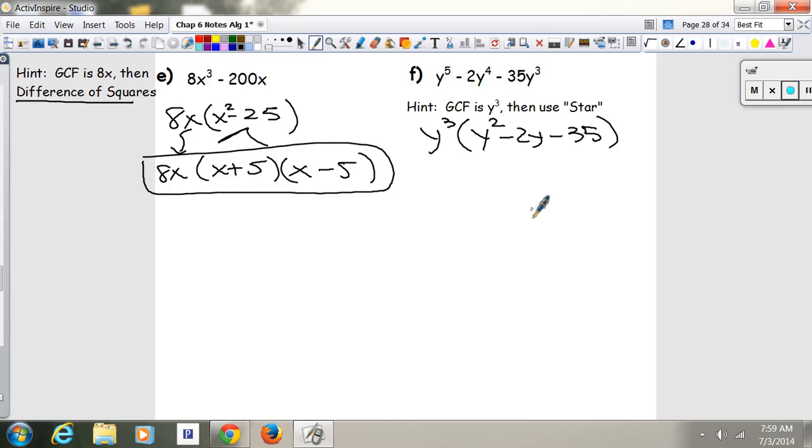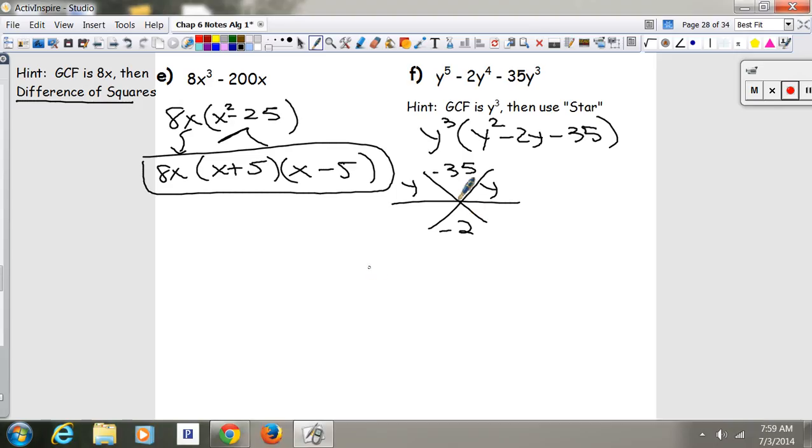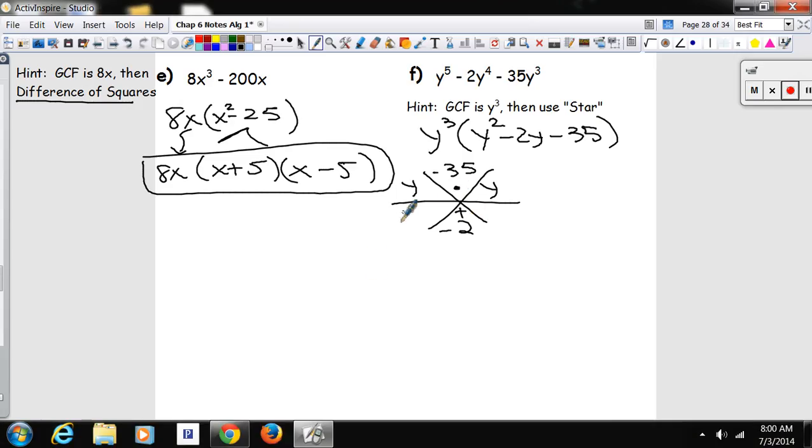And then we're going to use our star. 1 times 35, negative 35 would be negative 35. You need a negative 2 on the bottom. Let's see, multiply to give me negative 35, add up to negative 2. Only things that multiply to give us 35 are 7 and 5, so it's got to be negative 7, positive 5. Y to the third, and then you got your 2 parentheses, y minus 7, and y plus 5.